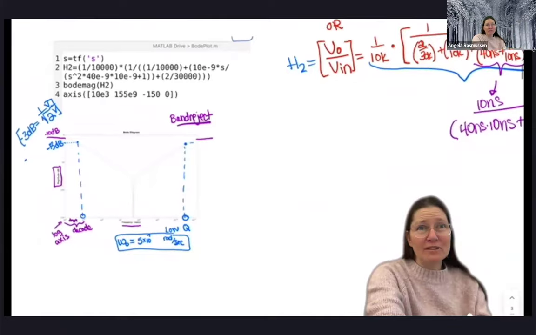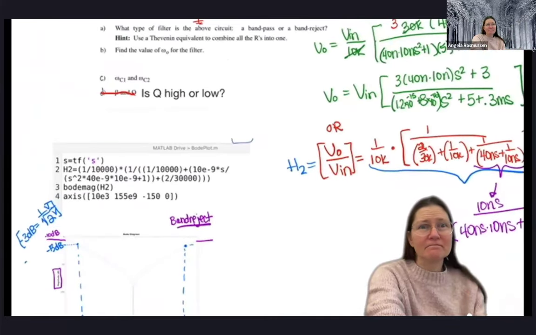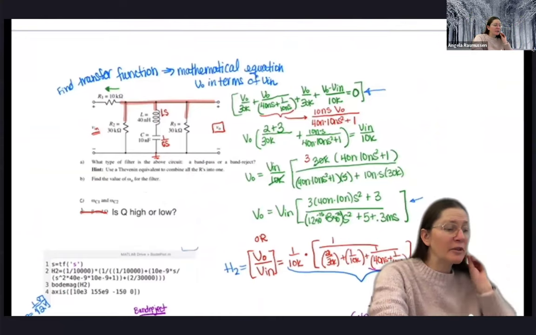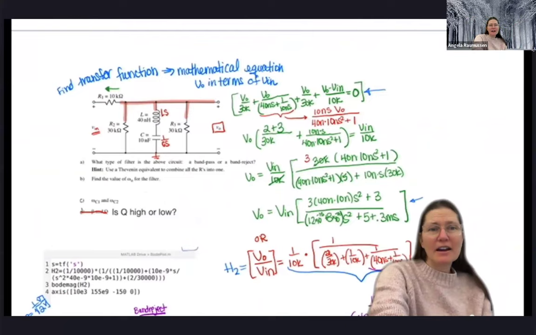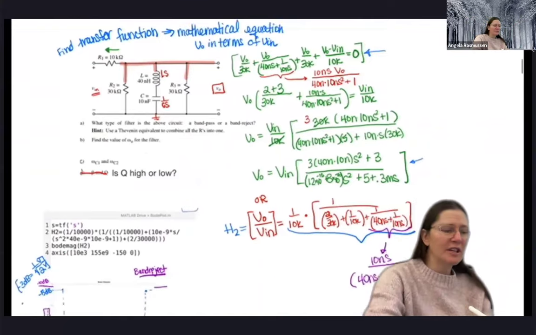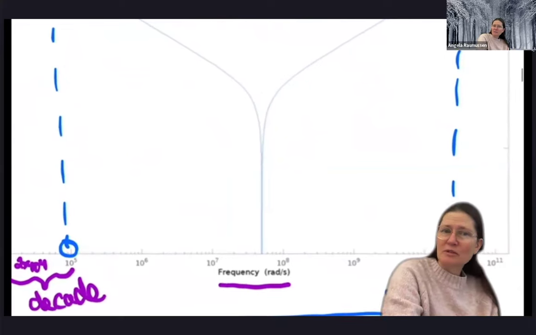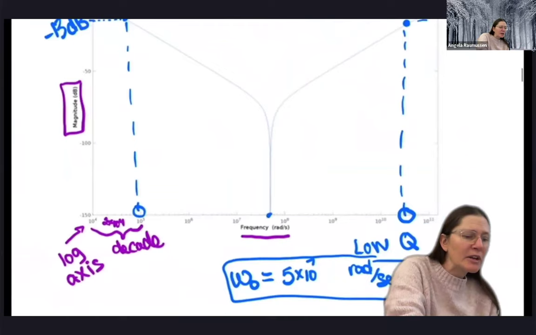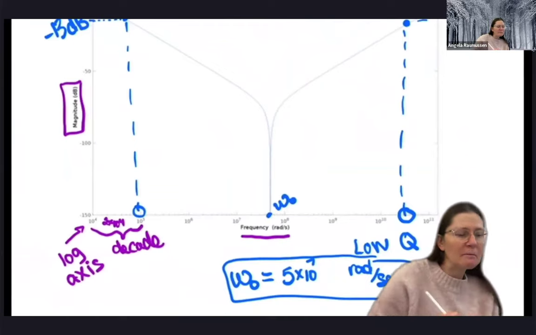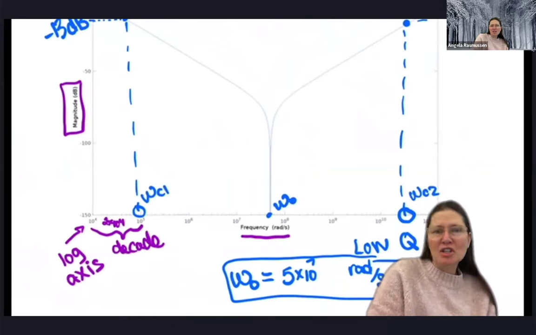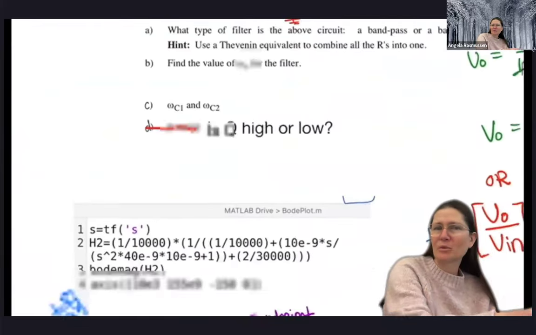Okay, questions about this? Well, what question did we answer? So this was just to find what filter this was. And then what value of omega naught, which was that 5 times 10 to the 7th? No, it's just that one location that looks like the center frequency portion. Okay. So right there at that point. So this point here is omega naught, and then this would be omega C1 and this would be omega C2, but they're hard to see there. And then was the Q high or low? Those were the questions that were asked here.